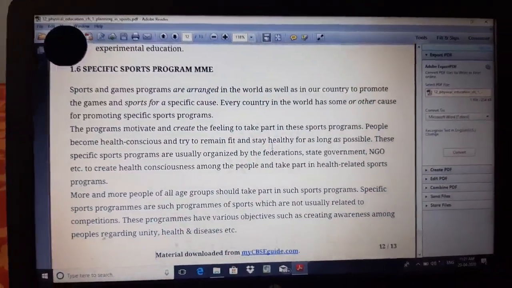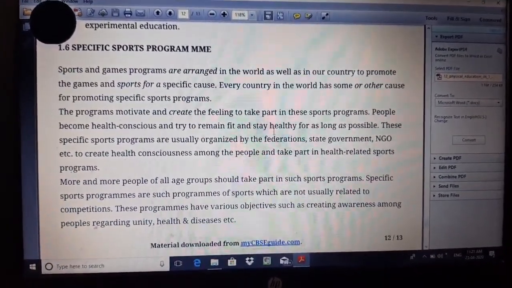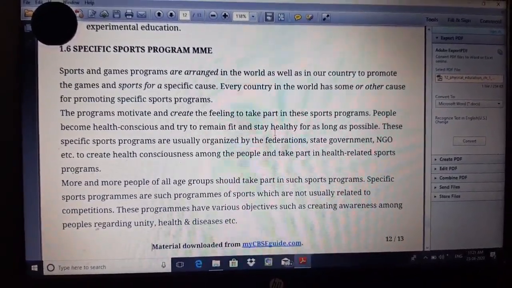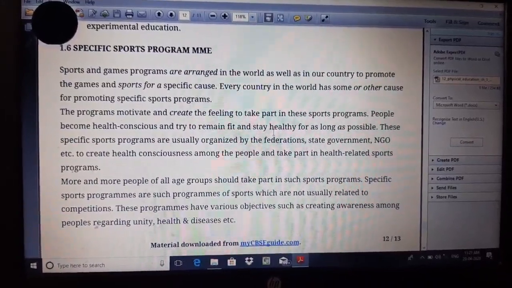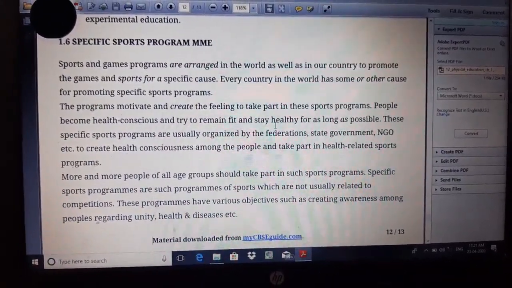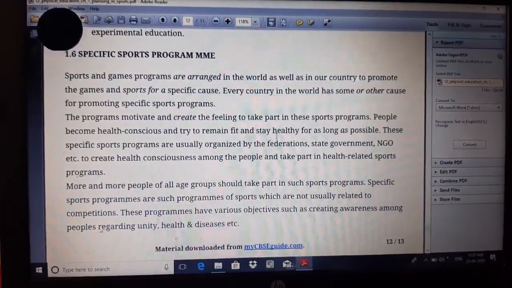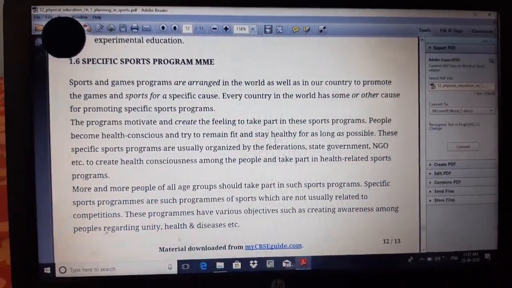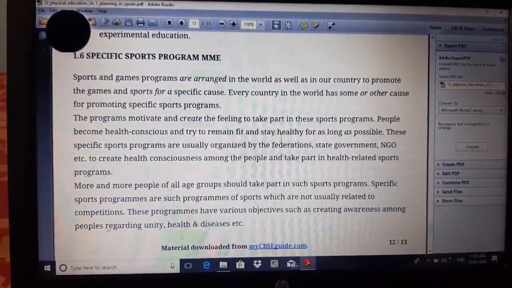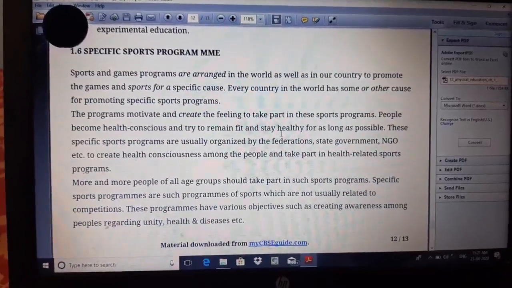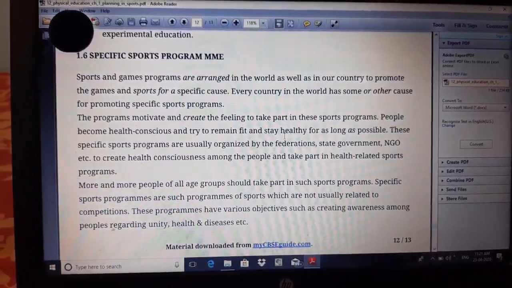See, understandable content, students. Why do we have the specific sports program? It is to generate health benefits to people, how to stay healthy. So we have marathons, long runs, cross countries. Every year Delhi organizes 2 to 3 marathons, and they have a specific cause for it. More and more people of all ages should take part in such sports programs.